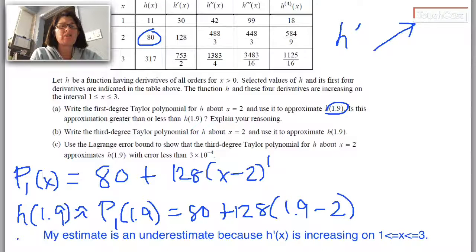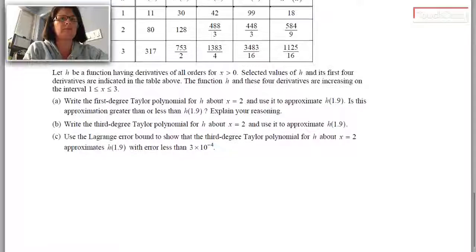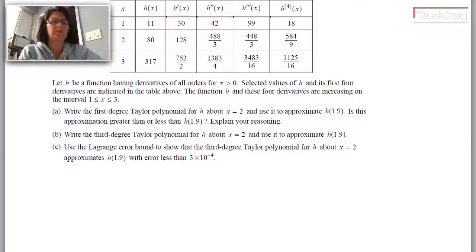All right, my next job, part B, is to write the third degree Taylor polynomial. If I got this far in the first degree, I probably have remembered the pattern, and I'm going to write the third degree Taylor polynomial. I see I did not give myself lots of room. All right, we'll get by.